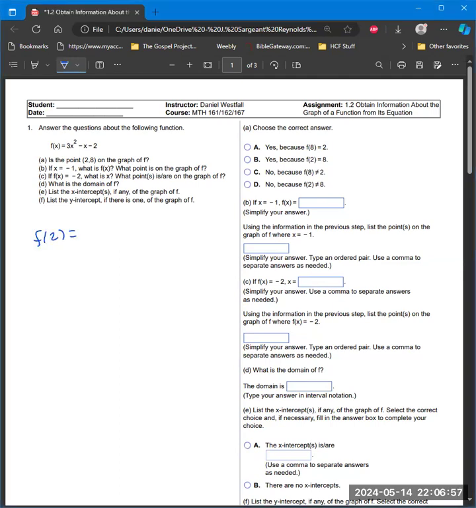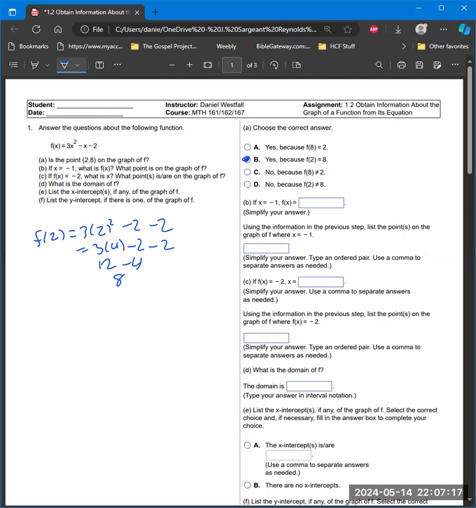f of 2 is 3 times 2 squared minus 2, which is 3 times 4 minus 2, which is 12 minus 4, which is 8. So yes, because f of 2 is equal to 8, it's on the graph.